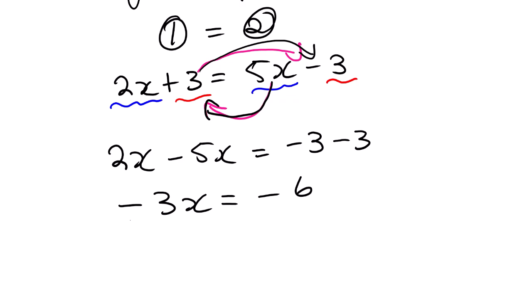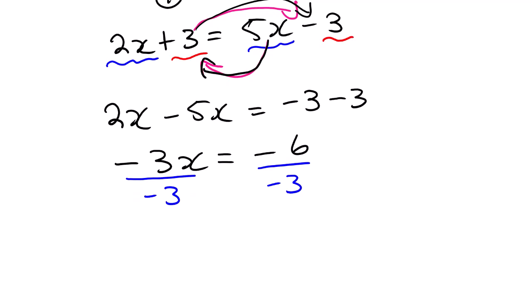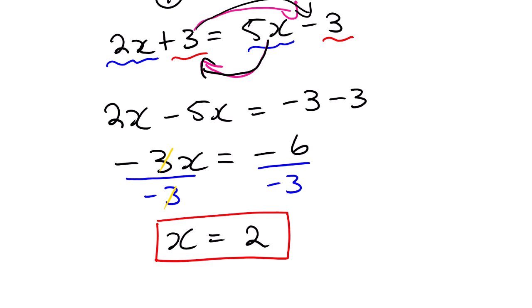We divide both sides by negative 3. This will get rid of this. X is equal to negative 6 divided by negative 3. The answer is 2. That will be the first solution, which is x.